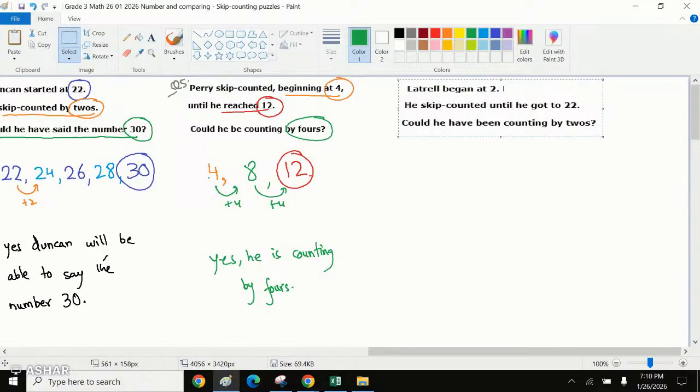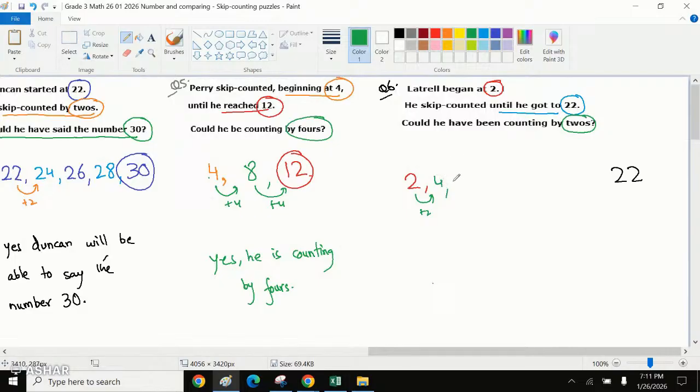So this is our question number 6. Lateral begins at 2. He starts his counting from 2. We write down 2. He skip counted until he got to 22. That means the last number should be 22. Agreed? So could he have skip counted by 2s? That means we add 2, we get 4. We add 2, we get 6. We add 2, we get 8. 8 plus 2 is 10. 10 plus 2 is 12. 12 plus 2 is 14. 16, 18, 20. Would he be able to say 22 if he begins at 2? Okay. Yes. We agree to this, right?